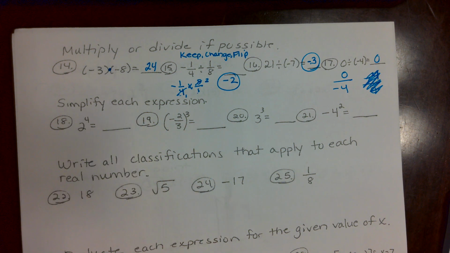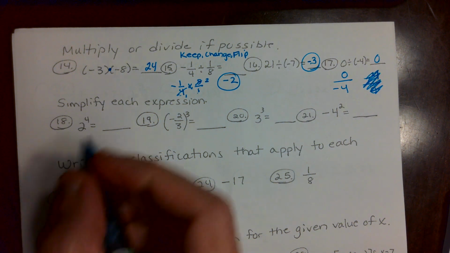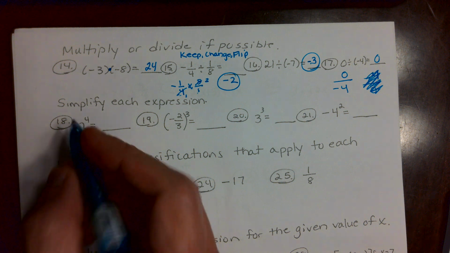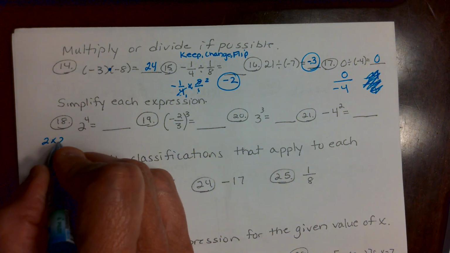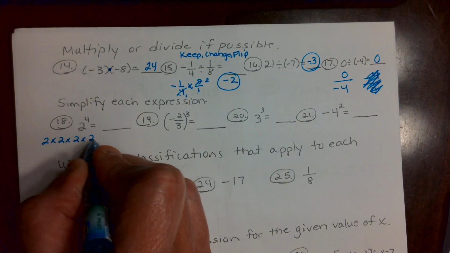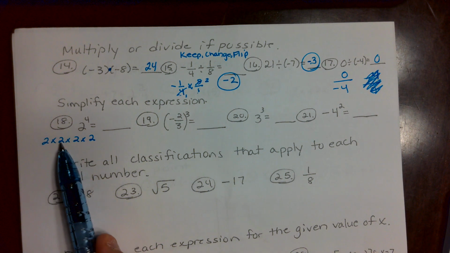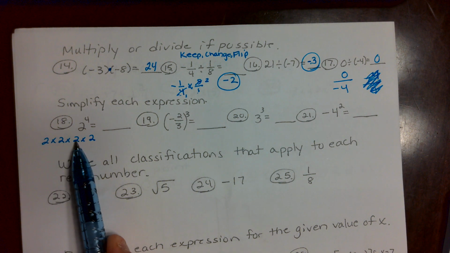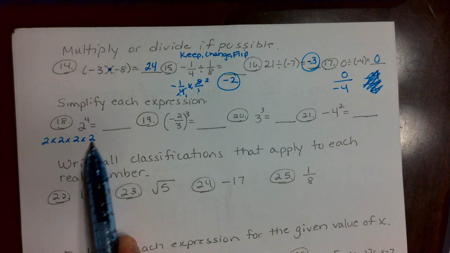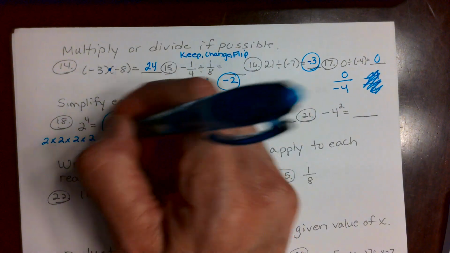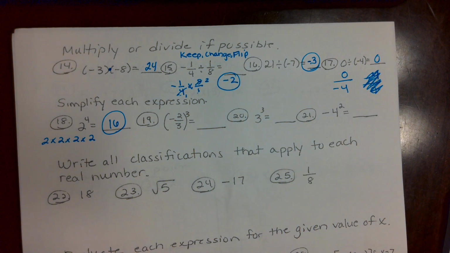All right, next, simplify. Simplify means to make it look simpler. So 2 to the 4th is not 8, by the way. It is 2 times 2 times 2 and times 2. And as long as you do those properly, you'll get the right answer. So 2 times 2 is 4, times 2, 8, times 2, 16. So make sure you go the right number.